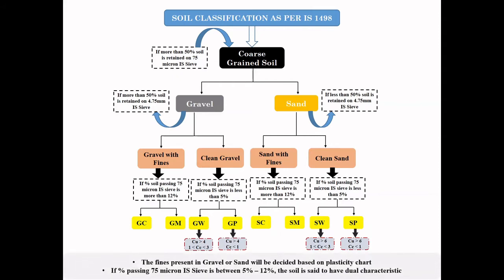The fines present in the gravel or sandy soil can be identified with the help of the plasticity chart, which will be presented further. Next, it is to be noted that if the percentage of soil passing the 75 micron IS sieve is between 5% to 12%, the soil is said to have dual characteristics.